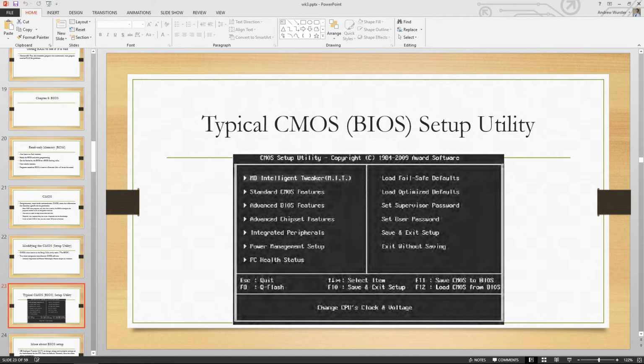So this is an older BIOS, obviously. The background is blue, but it was grayscale in the book. I just copy-pasted it. The most common place you'll end up being is in either advanced BIOS features or standard CMOS features. And the reason you'll end up going in there is to change the boot order. So if you want to boot a CD, maybe you're installing Windows 7 or some Linux distribution, you have to change it so that the CD is the first boot disk, whereas generally the default option is for the hard drive to boot first.